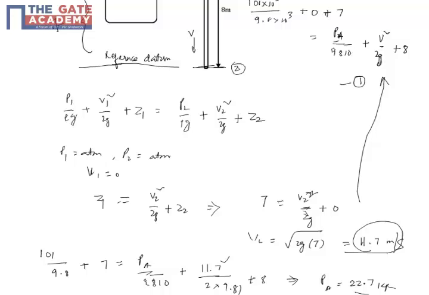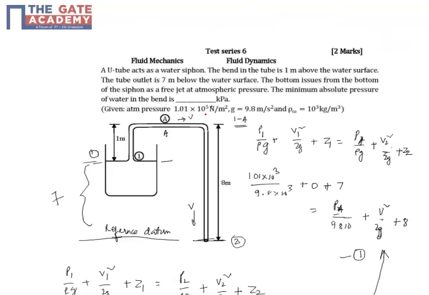So from 101 the pressure has come down to 22.7 kPa. If this pressure is less than the vapor pressure, you may have cavitation or local boiling happening there. That's why this is very important when you design a siphon. 22.7 kPa is the value here. Thank you.